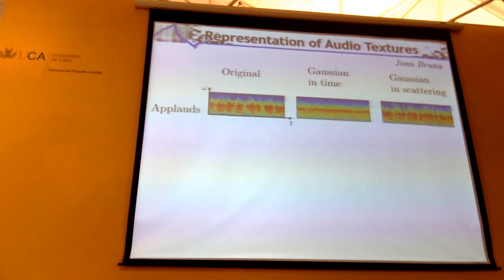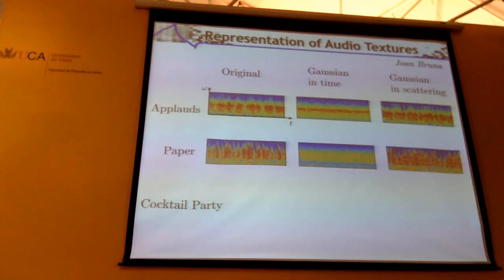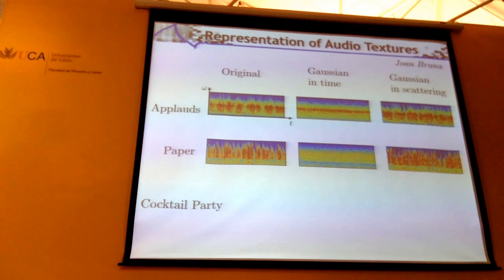You see, you get the intermittency. This is a Gaussian paper. And in the scattering domain, you get the intermittency. That's a cocktail. A Gaussian cocktail. And a scattering one. So obviously you don't reproduce the words, but you have the texture that is behind.